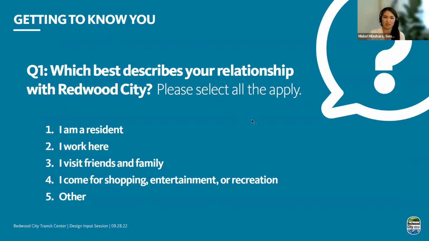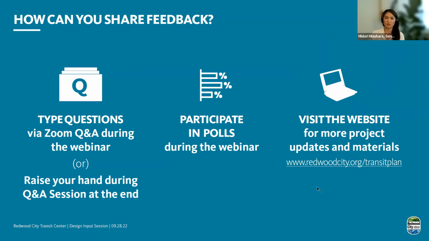Let's get started. There are a couple ways that you can share feedback tonight. You can see at either the top or bottom of your screen, there is a Q&A icon. At any time during the presentation, if you want to put a question in there, we will be doing a Q&A session at the end of the meeting. About the last 15 minutes, we'll be opening it up for Q&A. At that point, you can also raise your hand and be called on if you would like to ask your question or comment verbally as well.